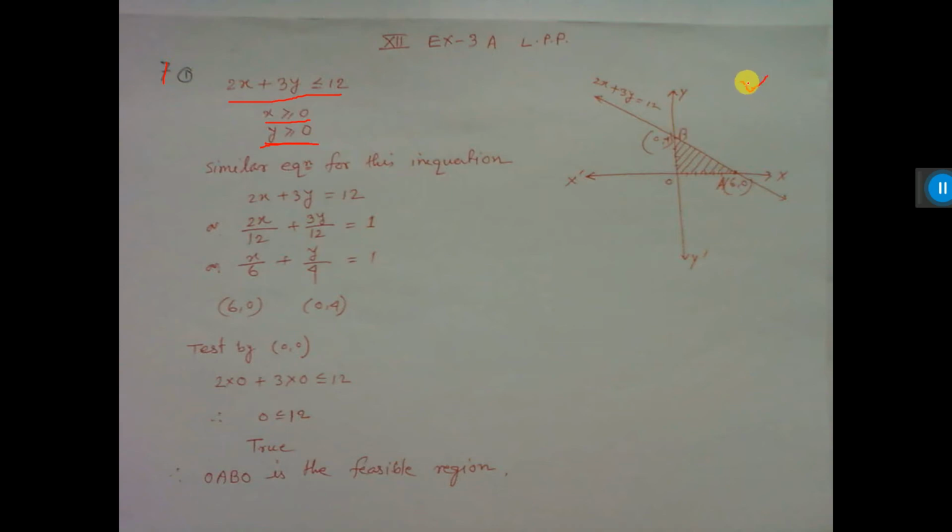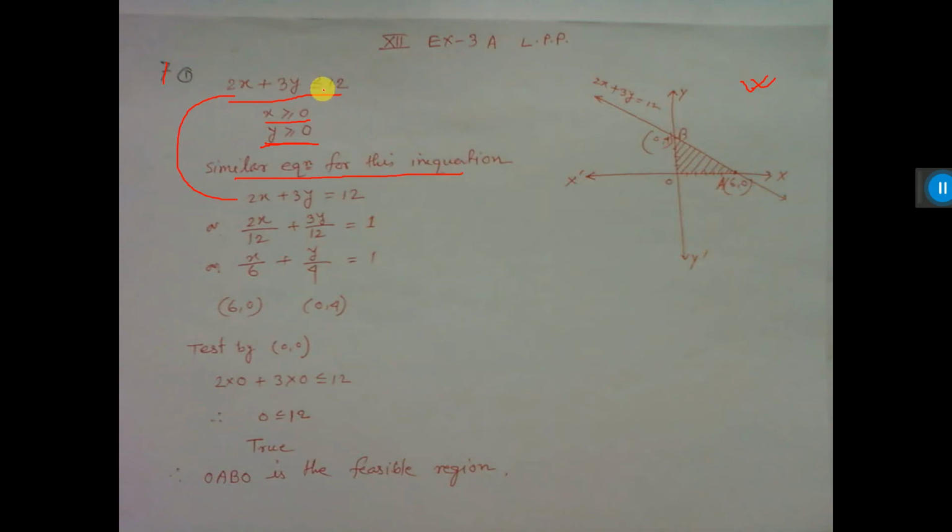You can draw the inequations of these two lines also, but to reduce your work, I am informing you that x greater than or equal to 0 and y greater than or equal to 0 means the solution, or feasible region, will be in the first quadrant. Now first we have to find the similar equation of this inequation. This part you have learned in class 11.